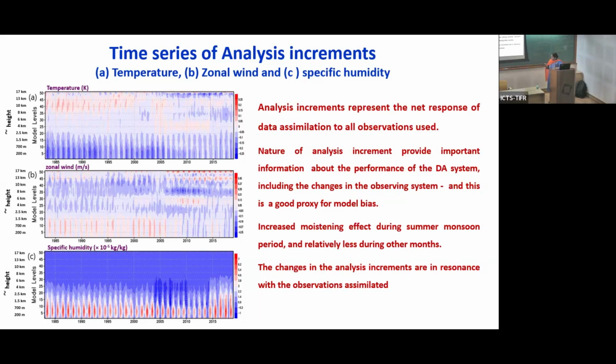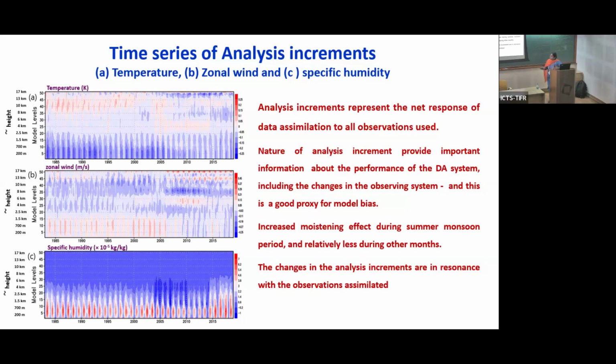In here you can see that the first panel is the temperature increment, the second one is the zonal wind, and the third one is the specific humidity. For the specific humidity increment, you can see it is mainly during the monsoon months that the analysis increment is positive. We see this periodically, which shows we are using a good model. The model is also representing the monsoon properly, and that's why we are getting the lower level humidity better.